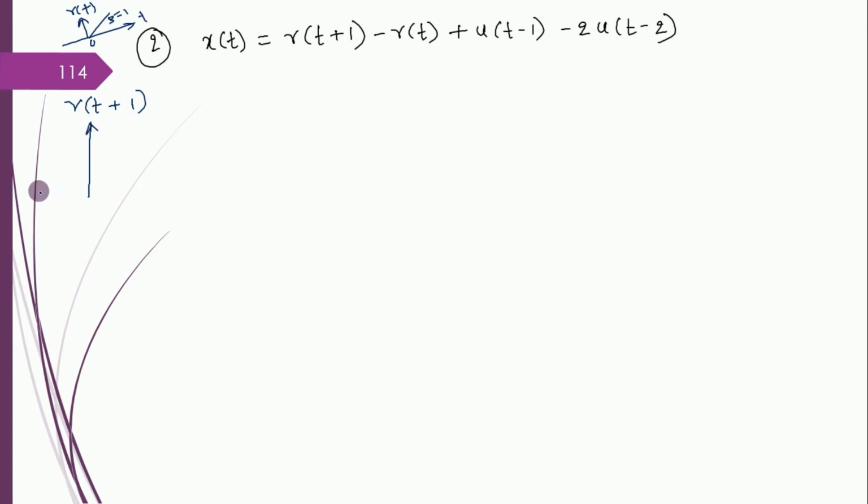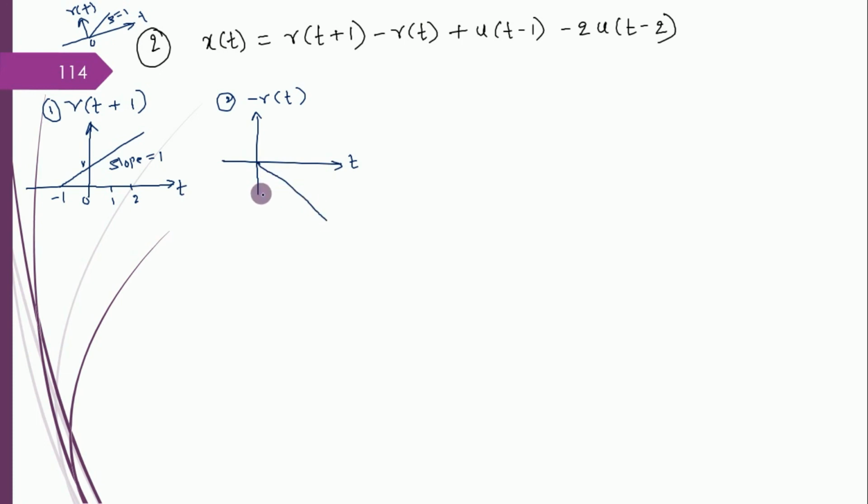So r of t plus 1 is, as in the previous diagram we have already shown, slope 1 starting from minus 1. Here it is 0, its amplitude is 1 here, and it continues in this fashion. The second term is minus r of t. It is a negative slope. So at 0 it is 0, at 1 it is minus 1. I just mark it for your understanding. It goes on, with slope minus 1.